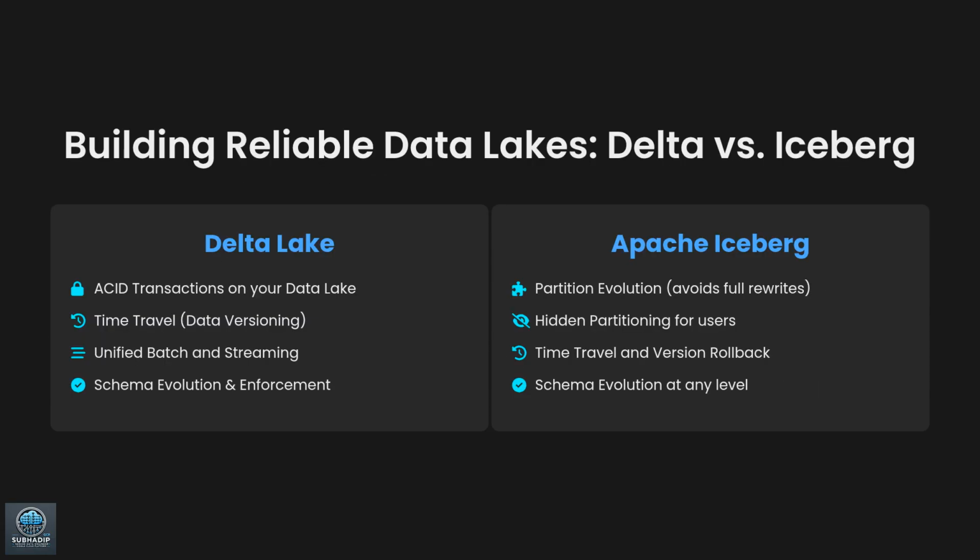First up, the lakehouse. Traditional data lakes were often unreliable. Delta Lake and Apache Iceberg fix this by bringing database-like features directly to your files in cloud storage. Both provide ACID transactions and time travel, but they differ in key areas like partition evolution and community governance, with Delta backed by Databricks and Iceberg being a fully open Apache project.